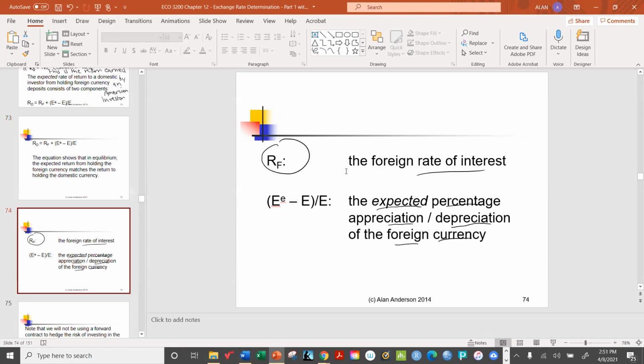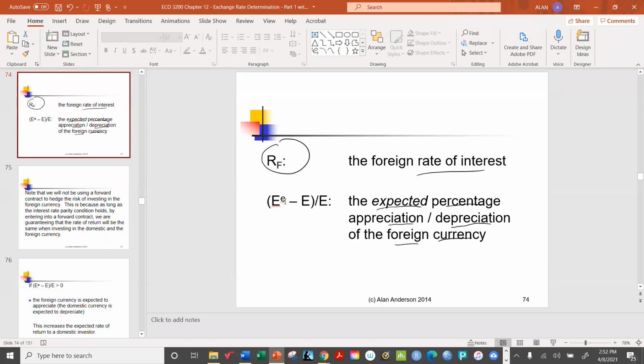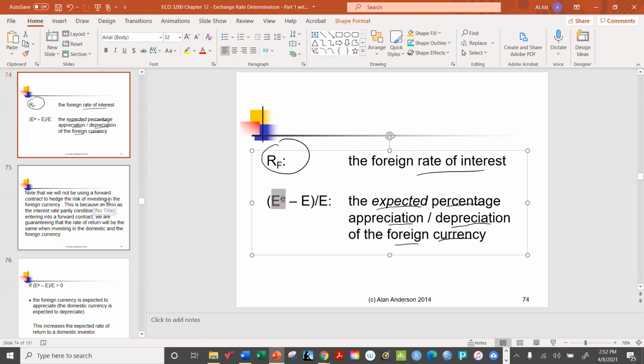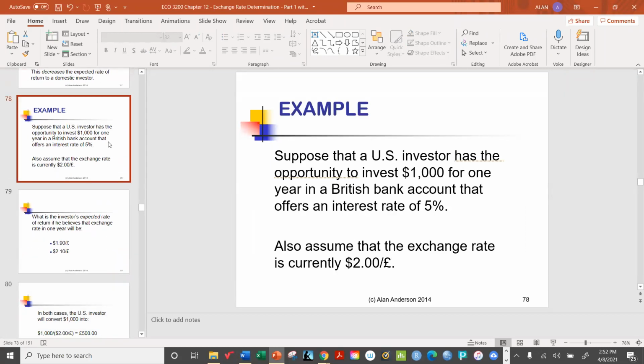Now, so the foreign rate of interest is RF. Now, this expression is interesting because what it represents is the expected percentage change in the exchange rate. Okay, now, since again, this is not a known number, this is an expectation, and basically it reflects what we expect to happen to that exchange rate in the future. Now, for example, I think I have a numerical example down here somewhere. Let's jump ahead to this example real fast to remind ourselves what this looks like.